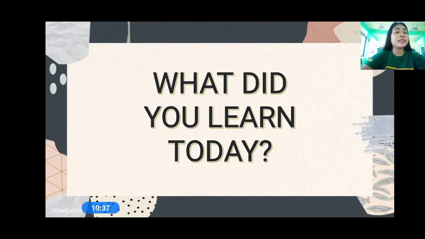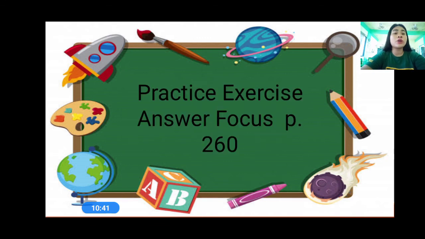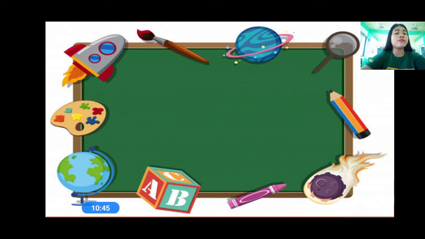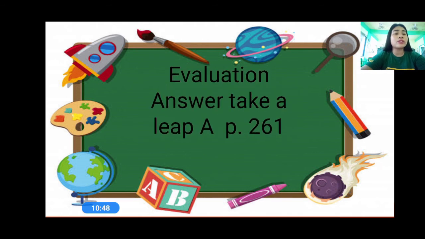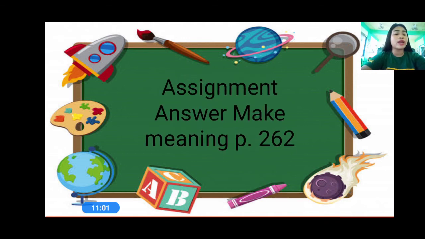Now if you really did understand the lesson, let us proceed to your practice exercise wherein you're going to answer Focus, page 260. And here is your evaluation. You're going to answer Take a Leap, letter A, page 261. Now don't forget to answer your practice exercise and your evaluation because I'm going to check it. And here is your assignment wherein you're going to answer Make Meaning, page 262. Now don't forget to answer your assignment because I'm going to check it.